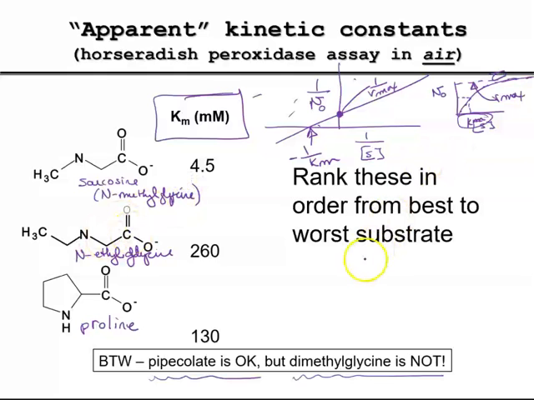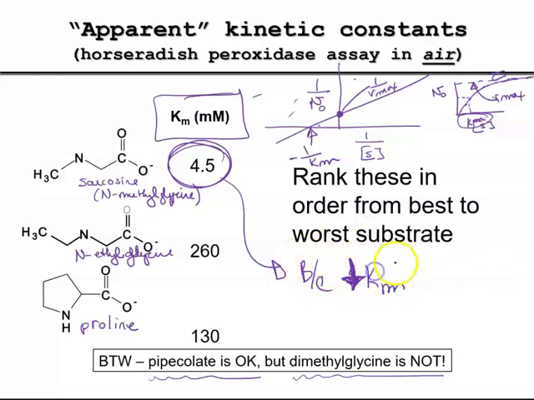Now, if you were to rank these substrates in order from best to worst, based on the Km, which one would you pick as the best? Sarcosine. I'm sure you'd pick sarcosine. Why would you choose this? Because it has the lowest Km. And oh my goodness, what is Km? Km is the substrate concentration at which the enzyme runs at half maximal velocity.